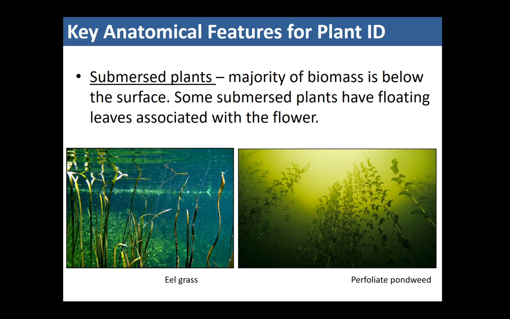On the left is a very common plant around here called eelgrass. You can see some of the leaves actually hit the surface, but the bulk is below the surface. And on the right is perfoliate pondweed. Again, another example of primarily a submerged plant, but you will sometimes see very small floating leaves associated with the flower.